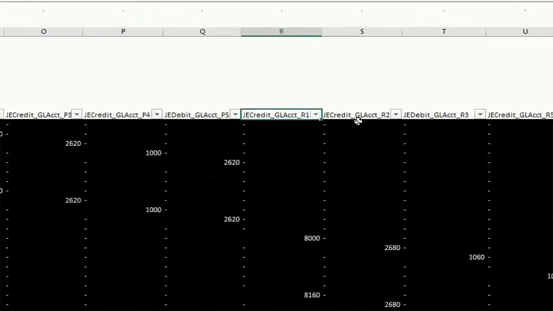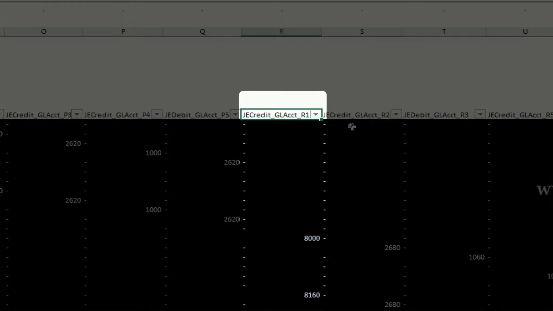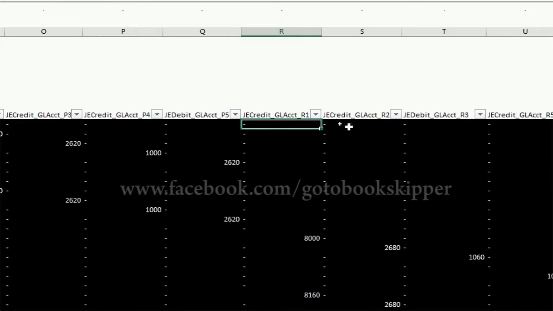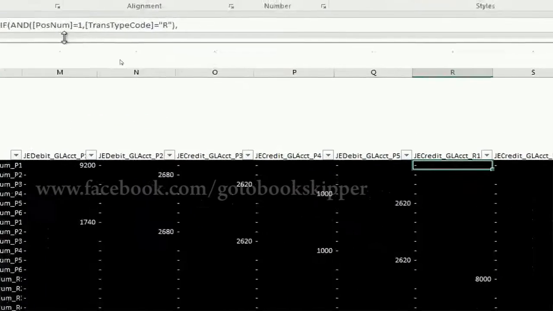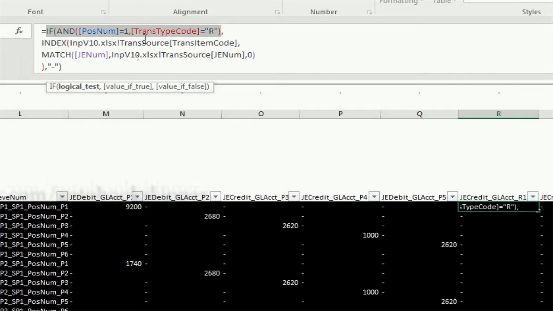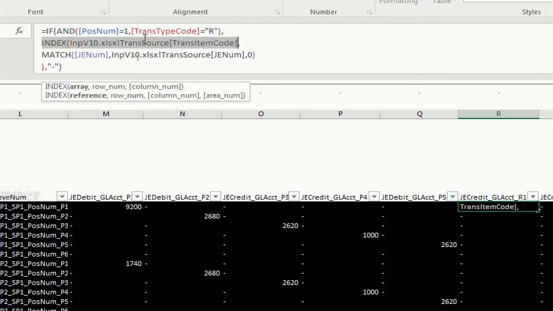Look up for the first position. This is the GLAcctNum_GL account_R1. So the R1 indicates that it is a revenue transaction and it is in position 1. So let's take a look at the formula. It's just like the purchase transaction. If the position is 1 and the transaction type code is R, then we need to look up from the bookkeeping interface for the column trans item code.